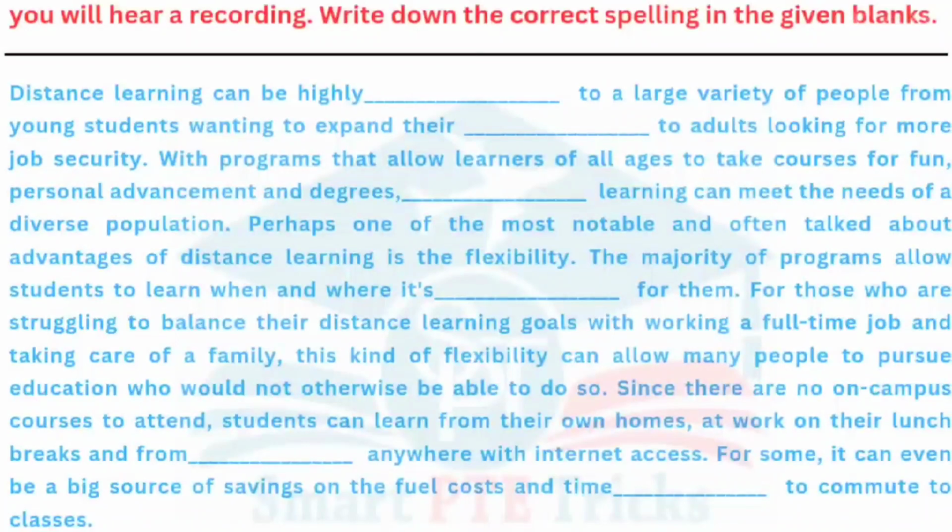For those who are struggling to balance their distance learning goals with working a full-time job and taking care of a family, this kind of flexibility can allow many people to pursue education who would not otherwise be able to do so. Since there are no on-campus courses to attend, students can learn from their own homes, at work on their lunch breaks, and from virtually anywhere with internet access. For some, it can even be a big source of savings on the fuel costs and time required to commute to classes.